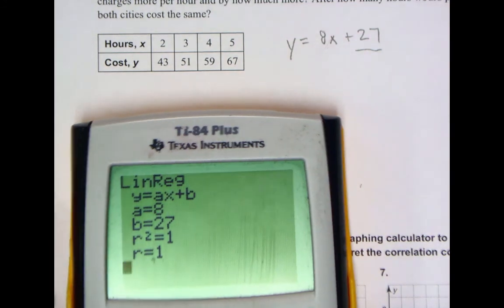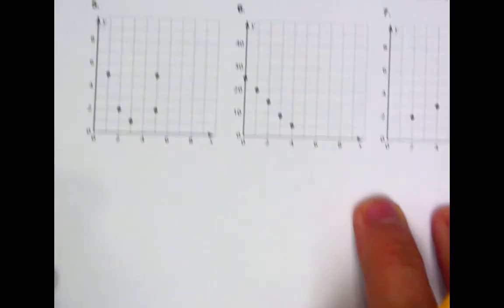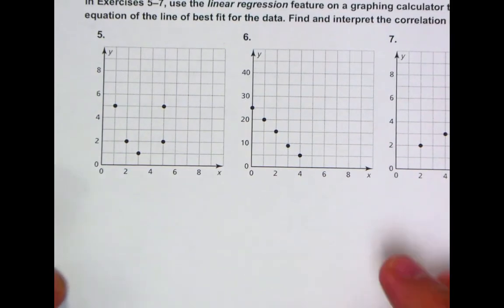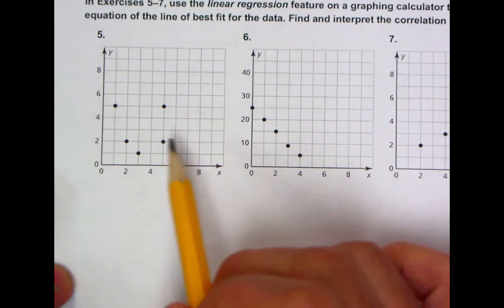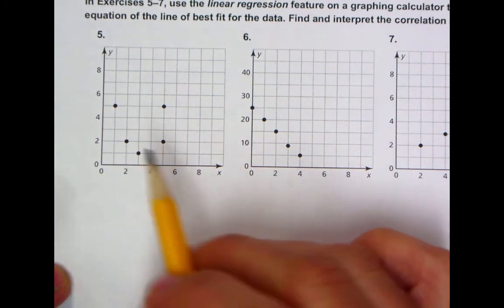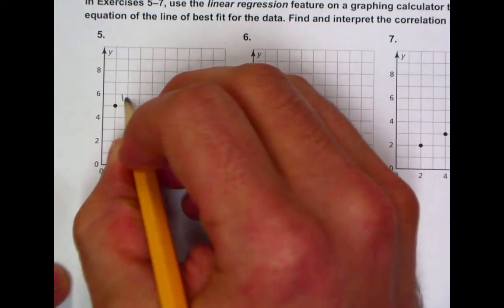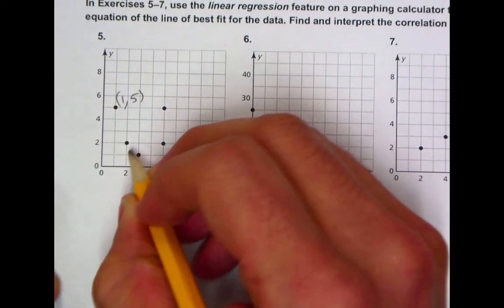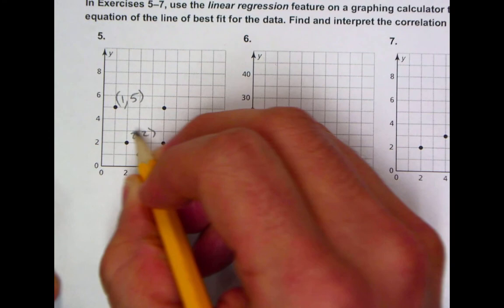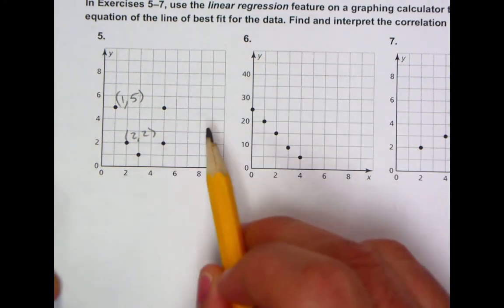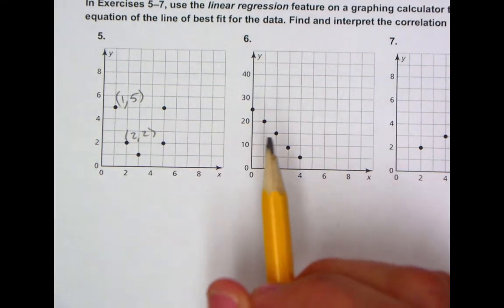So last part here, we're not actually going to do, but I just want to show you. These are some scatter plots. This one's hard. If you were to put in all these points, you would have to actually write out these points. Like this one would be 1, 5, and this one would be 2, 2. And you would write out all these points and then plug them into the stat plot and run linear regression and see.